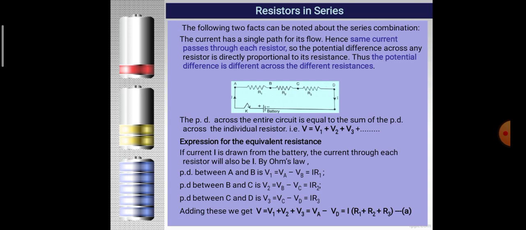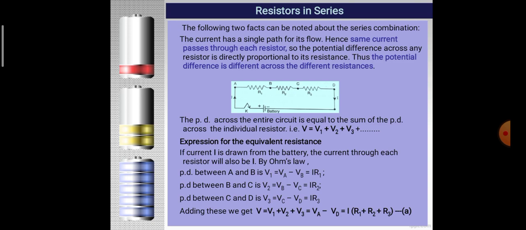Thus, the potential difference is different across the different resistances. So, current is same, but potential difference is different. The potential difference across the entire circuit is equal to the sum of the potential difference across the individual resistors. That is, V is equal to V1 plus V2 plus V3, and so on.